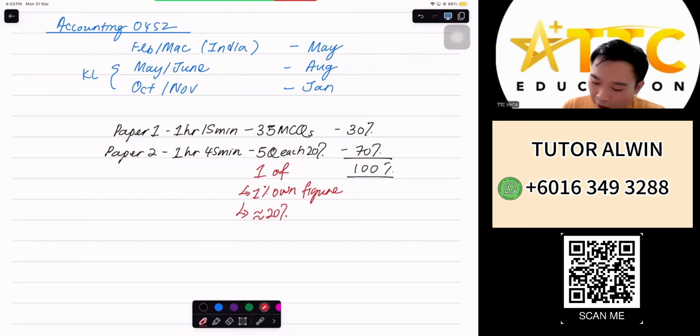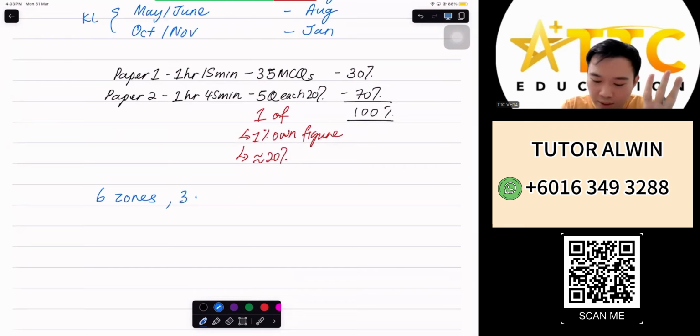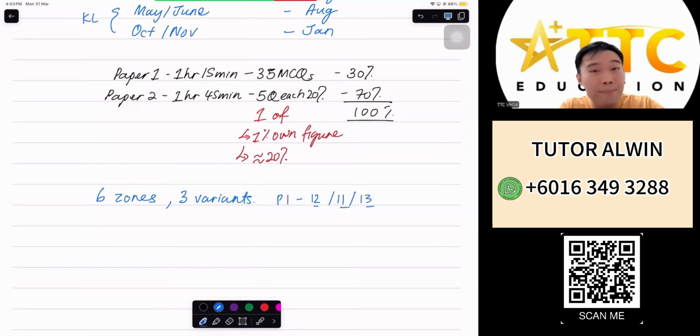You might have also read somewhere that for all IGCSE papers, there are many regions or zones, 6 zones in total. For each paper, you'll have 3 variants. For paper 1, it will be 1, 1, 1, 2, or 1, 3, 3 different papers. Paper 2, likewise, 2, 1, 2, 2, 2, 3, variant 1, variant 2, variant 3. Because this is a global paper, we want to avoid global cheating. Imagine you have friends from different parts of the world, so each paper will be different from each other.